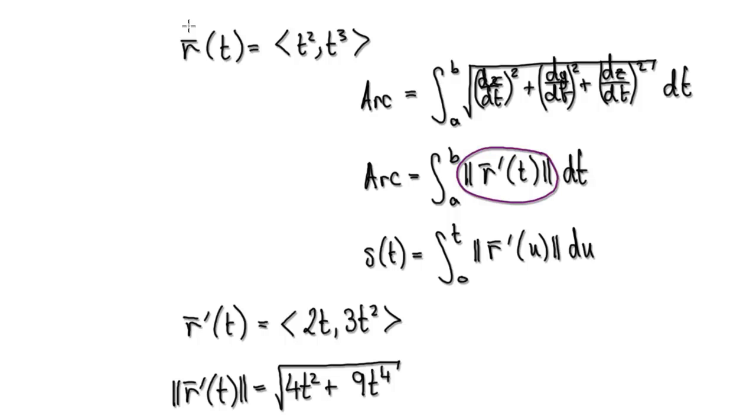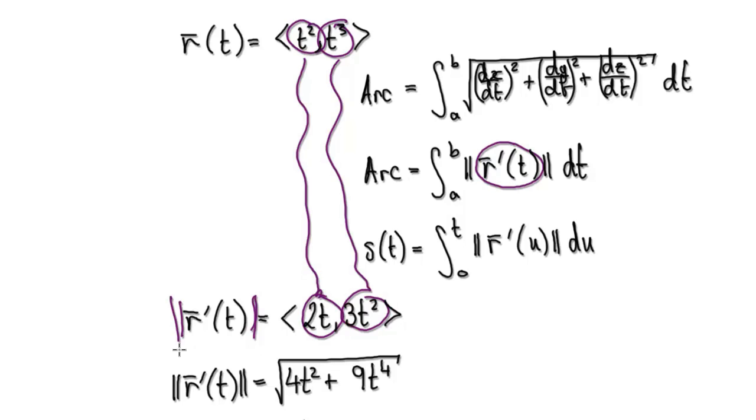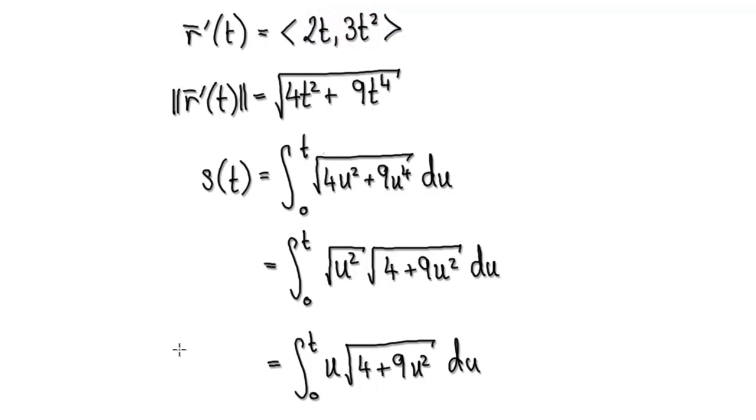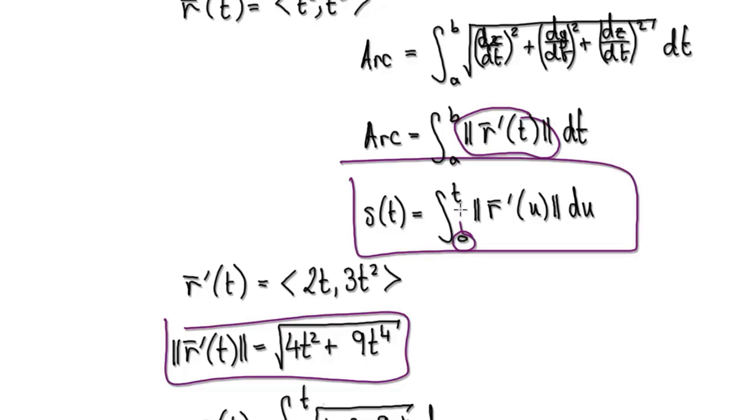So starting out with this, we need to differentiate it to get r prime. So differentiate this, that will then give you this. Differentiate this, that will then give you this. Now to find the modulus, to find the magnitude, we would use Pythagoras. So square this, that will then give you this. Square this, that will then give you this, and then take the square root of the whole thing. That will then give you the magnitude. So once you've got the magnitude, we can now find this, integrate it from 0 to t.